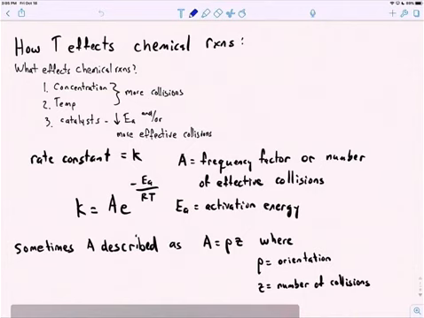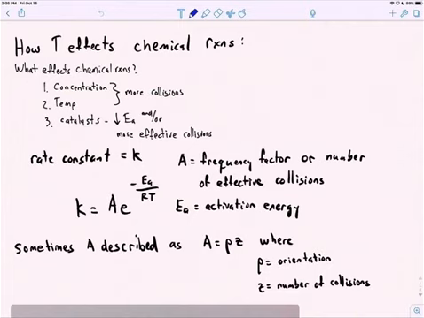Why do they slow down? Because they have electron clouds around them. Electron clouds repel. And if there's not enough energy for them to approach each other, they just bounce off. That's part of the reason why activation energy is important, because you have to overcome that electrostatic barrier between the electron clouds.